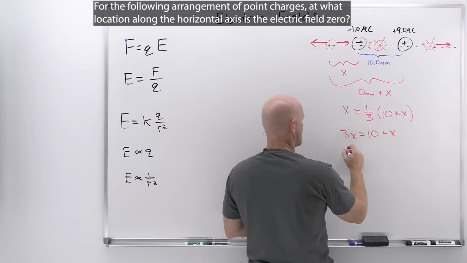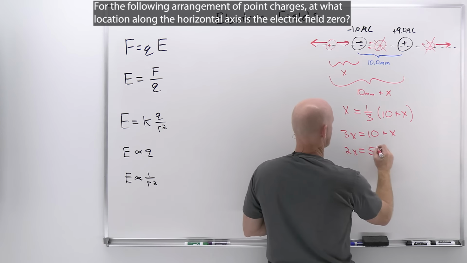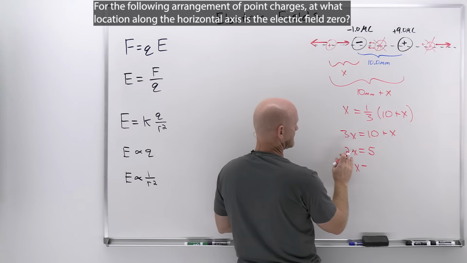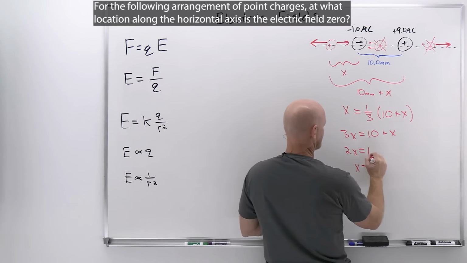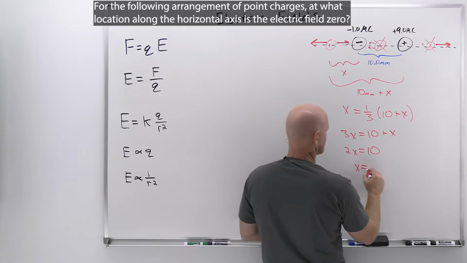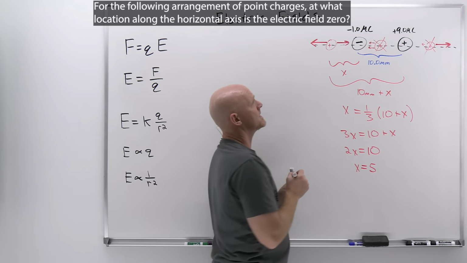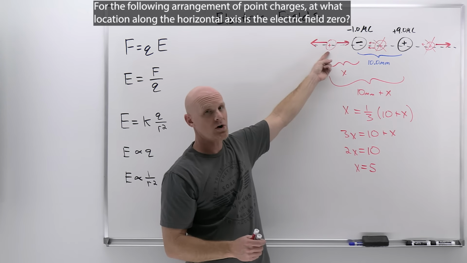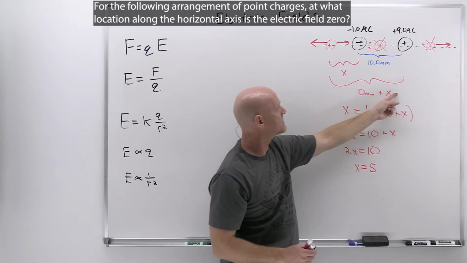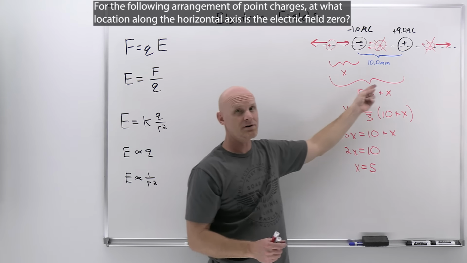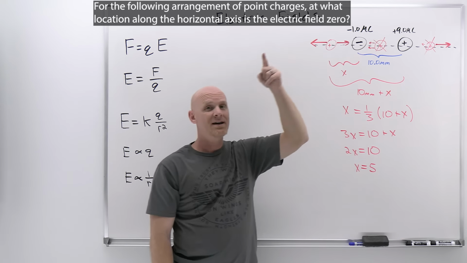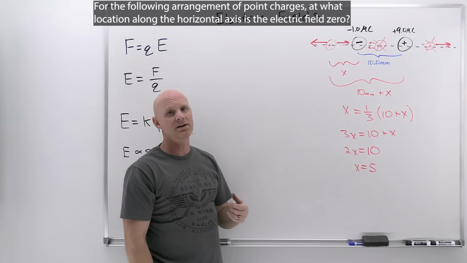I'll subtract x off, and we'll get 2x equals 5, and therefore x... 2x equals 10 still. Let's get that right. Divide by 2, and you get x equal to 5. And all of a sudden, we see that x is going to need to be 5 millimeters left of the negative charge. And that way, this distance right here would be 15 millimeters, and that's exactly 3 times bigger. 5 millimeters compared to 15 millimeters, exactly the relationship we said we needed.